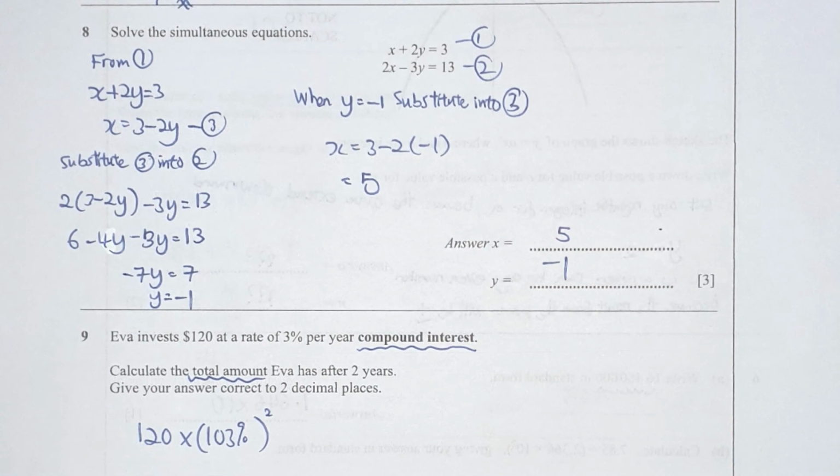Question 8, simultaneous equation. So from equation 1, I rearrange it and get x equals 3 minus 2y. Okay, next part is to substitute 3 into 2. So 2 bracket 3 minus 2y bracket minus 3y equals 13. So my working here should be 6 minus 4y minus 3y equals 13. So y's result should be negative 1. So when your y equals negative 1, substitute it into 3. Your x should be 3 minus 2 bracket negative 1, which is 5.